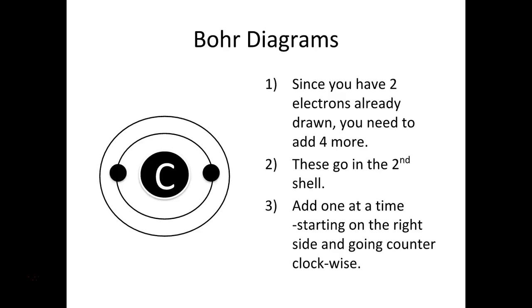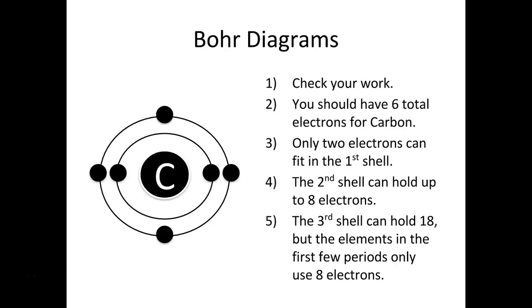Since you already have 2 electrons in the first shell, you're going to need 4 more. These go in the second shell. Start by adding these one at a time, starting at the 3 o'clock position, and going around counterclockwise. So check your work. You should have 6 total electrons for carbon, 2 in the first shell. Second shell can hold up to 8. Third shell can hold up to 8. And the elements in the first few periods only use 8.